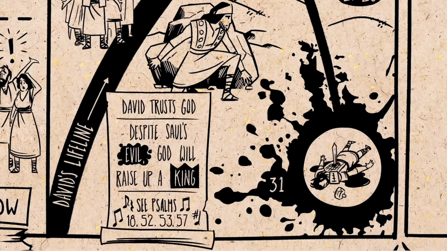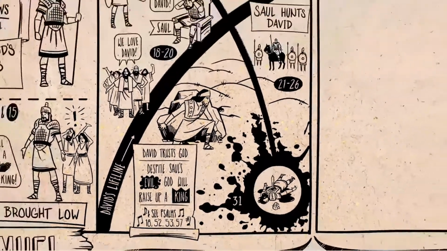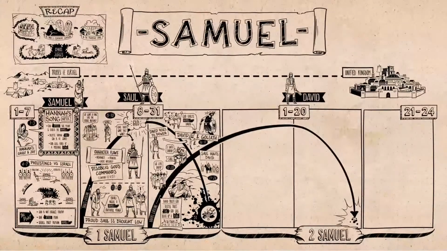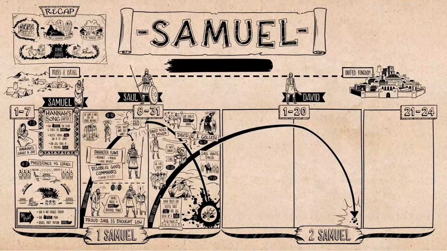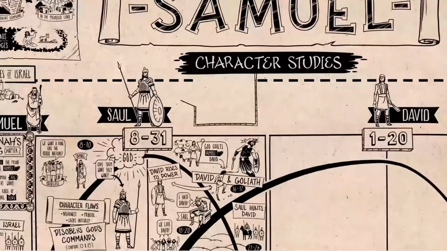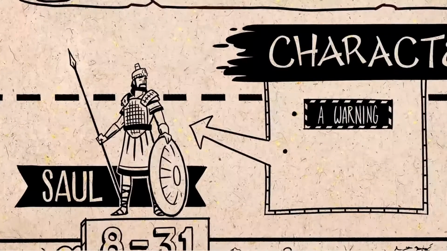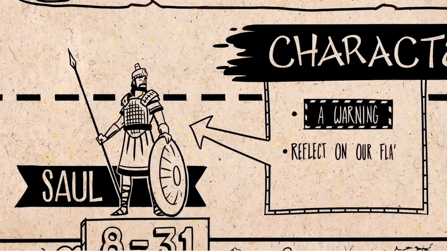First Samuel tells some of the most intricate, well-told stories you find anywhere in the Bible. And the characters Saul and David, they're portrayed very realistically. And the author's putting them forward as character studies so that you can find yourself in them. So in Saul's story, we see a warning. It's crucial that we reflect on our own character flaws and how they harm us and other people.